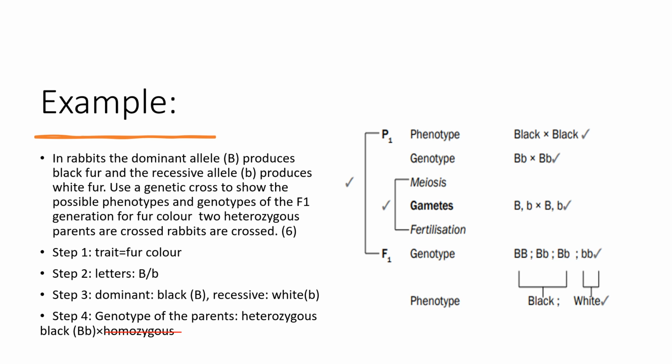So that's a mistake. Then you put your template, and after putting your template, you write the phenotypes of the parents, then the genotypes of the parents, then you write meiosis, then gametes, and you show us the gametes. You have to separate the gametes using lines. Let me show you how. You're going to separate the gametes just like this.